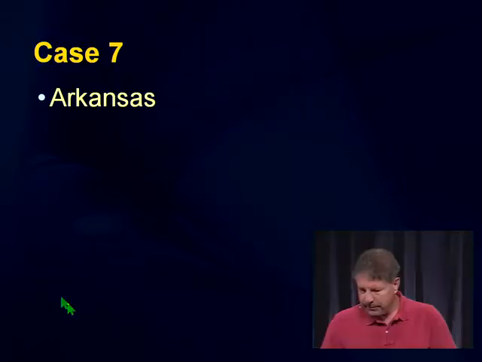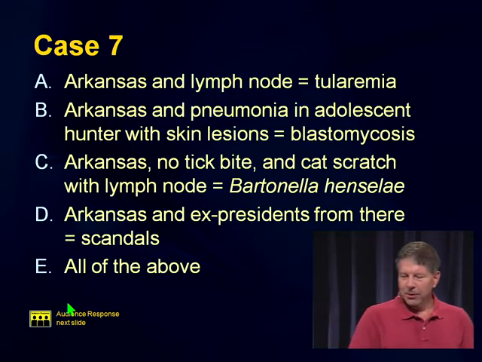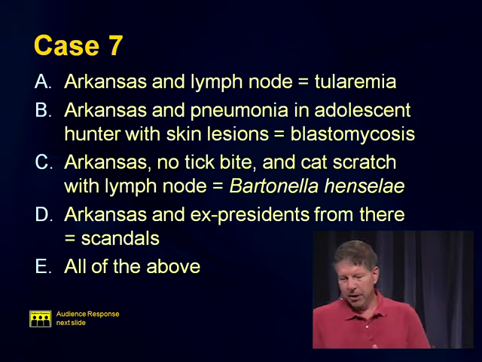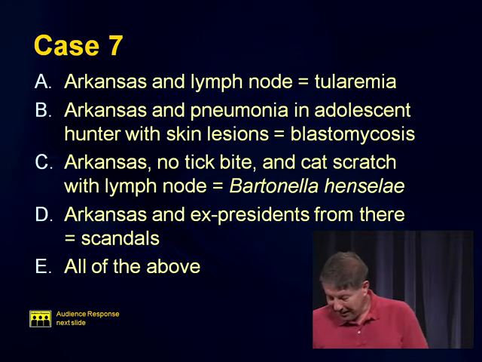So, all right, here's your case. All they have on the question is Arkansas. That's all they say. So which of these is true? A, Arkansas and a lymph node is tularemia. B, Arkansas and pneumonia in an adolescent hunter with skin lesions is blastomycosis. C, Arkansas, no tick bite, and a cat scratch with lymph node is Bartonella henselae. D, Arkansas and X-presence from there, maybe some scandals. And then E, all of the above.